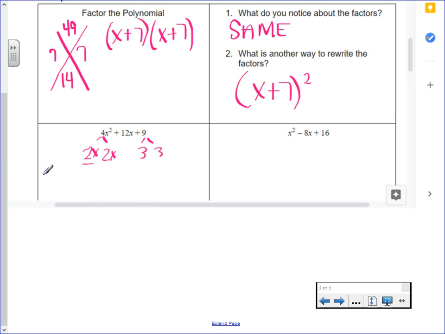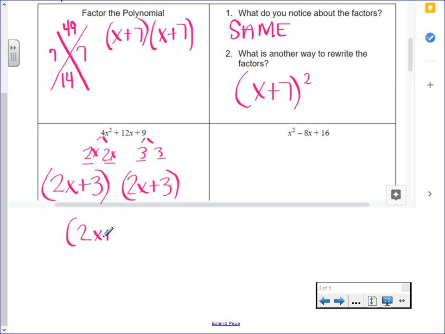So you're going to take one of your 2x's and one of your 3's, and that's a positive 3. That's why I put a plus sign. Then you're going to take the other one, 2x, and you're going to take the other 3. How else could you write that?